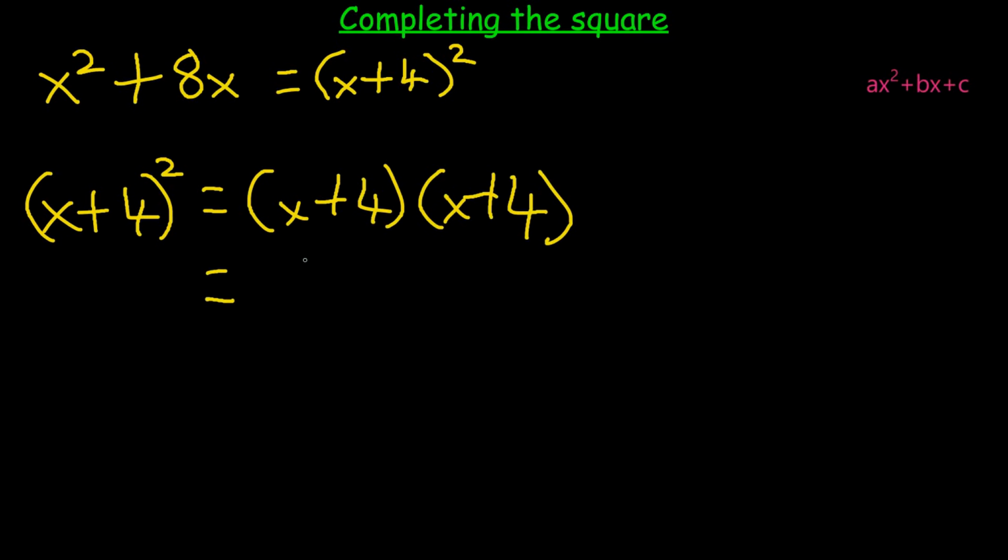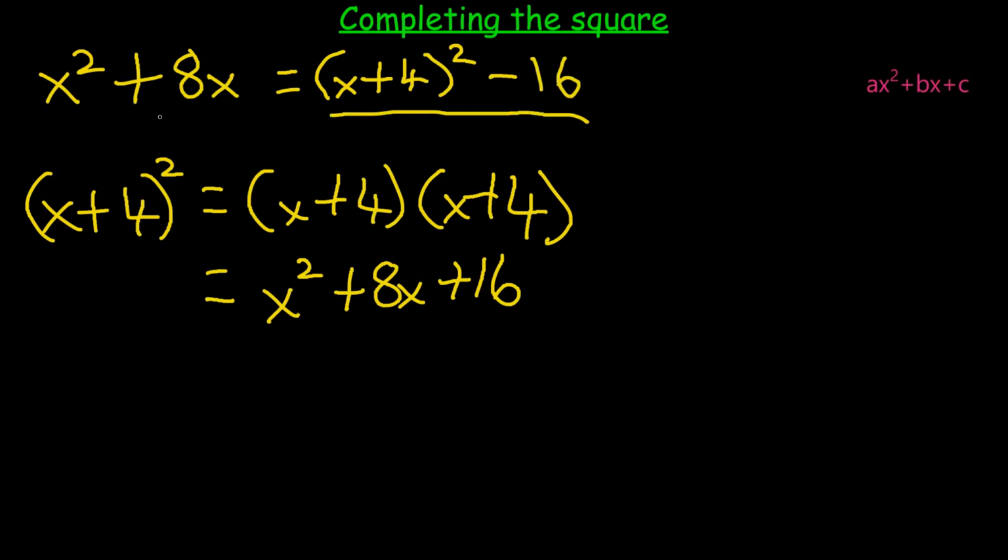which is equal to, if you know the FOIL method, x squared plus 4 times x plus 4 times x is 8x plus 16. So in order for this expression to be equal to the original expression, we need to subtract 16 from it. This is the completed square form of this expression.